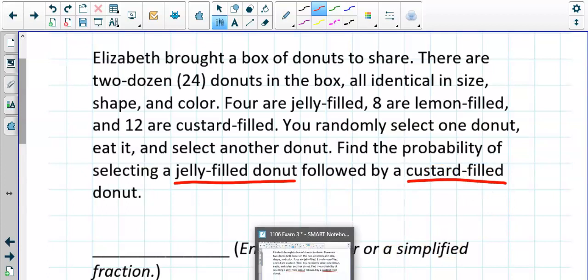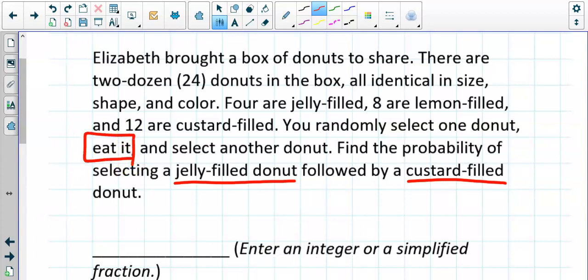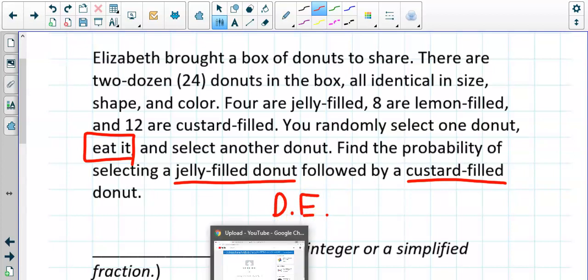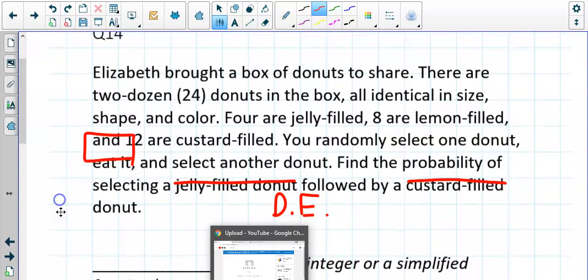So the question is, is this independent or dependent? If you said dependent, you're on the right track. Because again, in this one, we're not going to replace it. That would be gross because we're going to eat it. If I replace that donut, that means I would have to regurgitate it back up and put it back in the box, and that's just gross. And we don't do that. So these are dependent events because the first outcome is going to affect the second one. Because once I eat that jelly filled, there aren't 24 donuts in the box anymore. Okay?